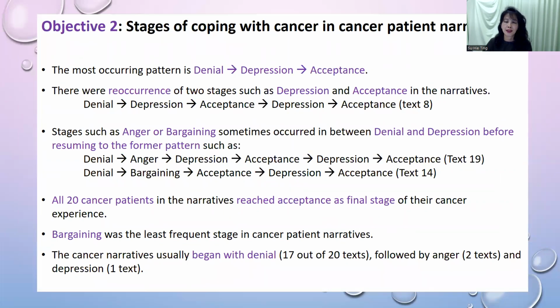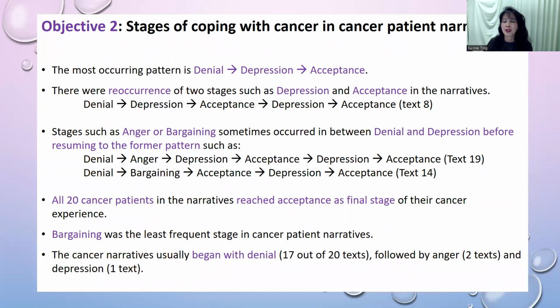Next, objective 2 results, stages of coping. In the cancer narratives, most of them included 3 stages only, from denial that they had the cancer, to experiences of depression, and finally to acceptance and coming to terms with the cancer. The depression and acceptance appeared a lot in the cancer narratives, but the anger or bargaining does not appear that much.